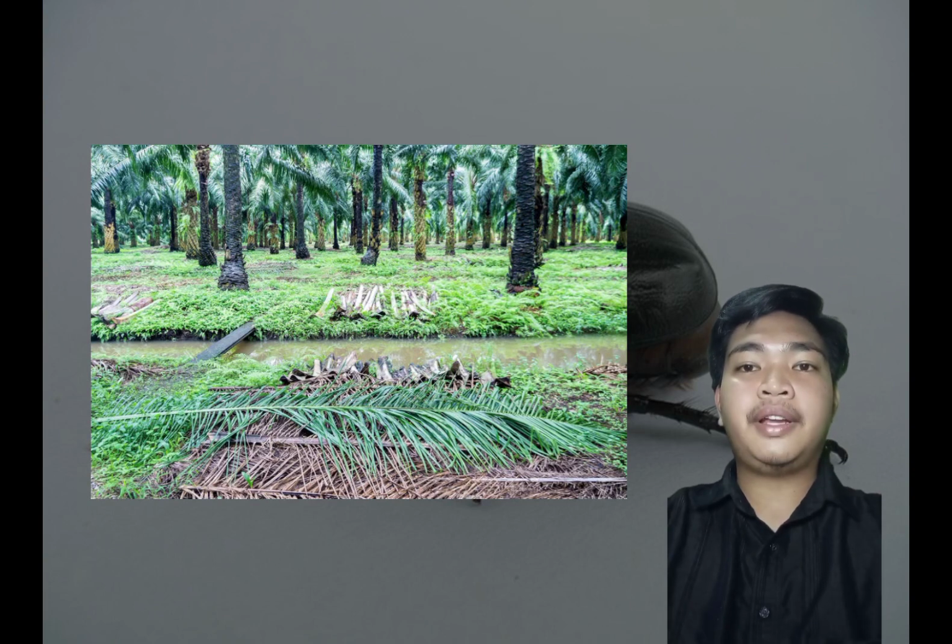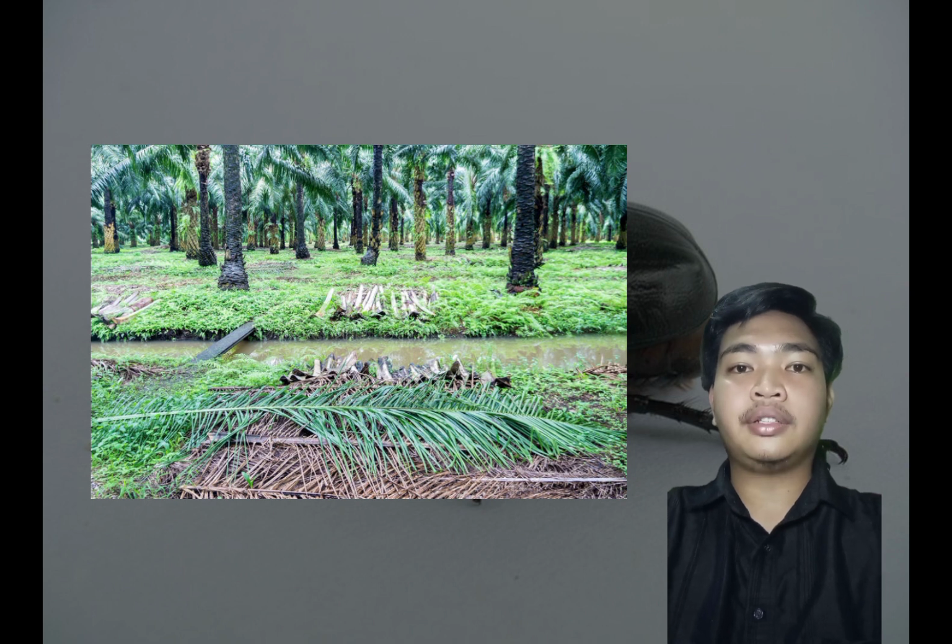To prevent the attack of this rhinoceros beetle, all its breeding places should be destroyed. Planting ground cover legumes can help cover potential breeding grounds, such as tree stumps and palm fronds that cannot be burned.